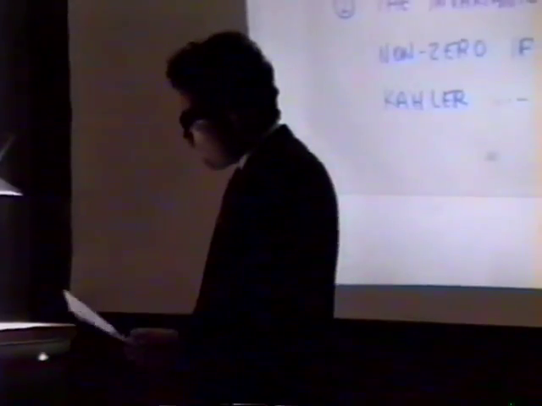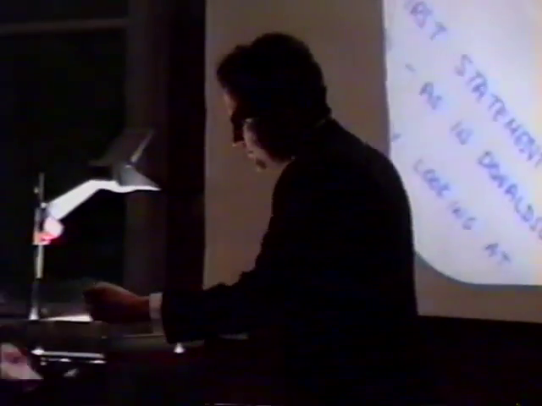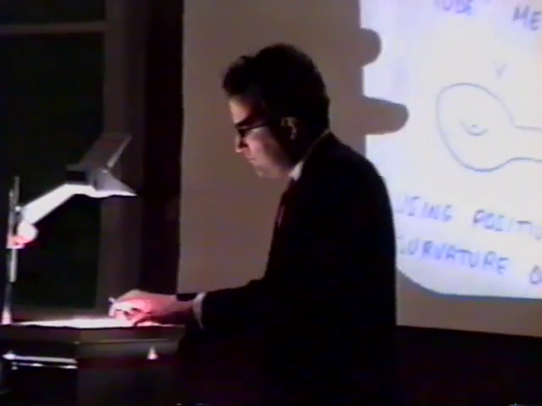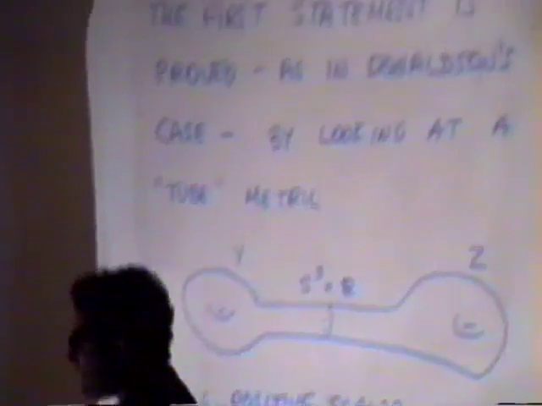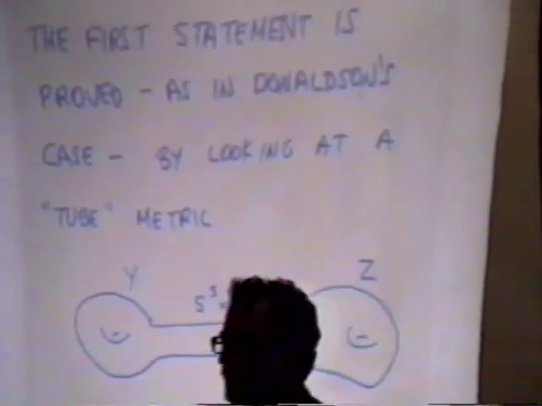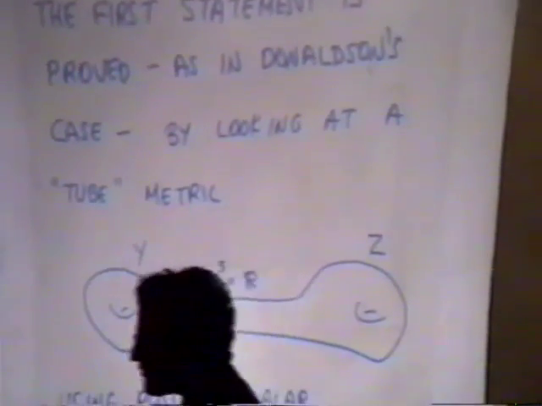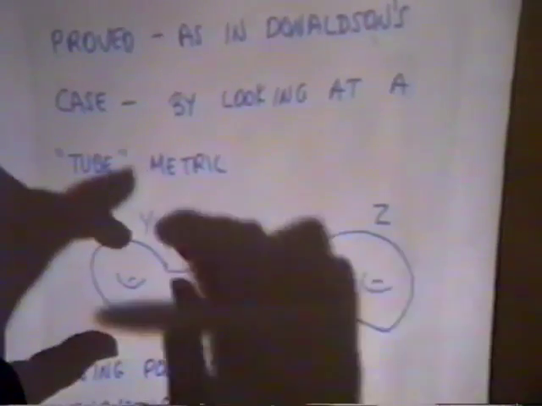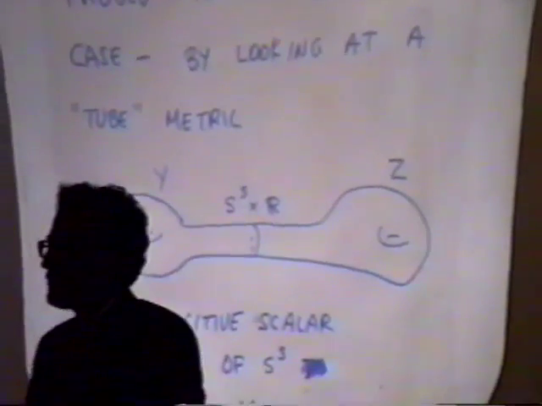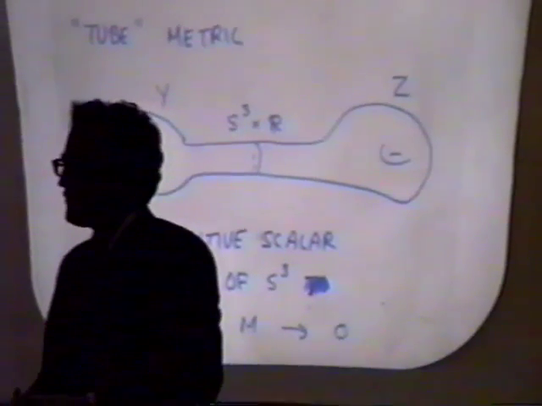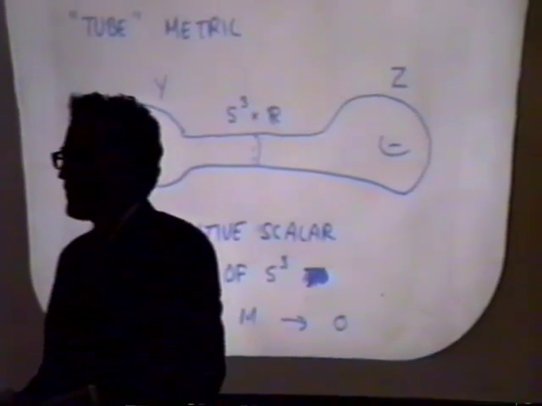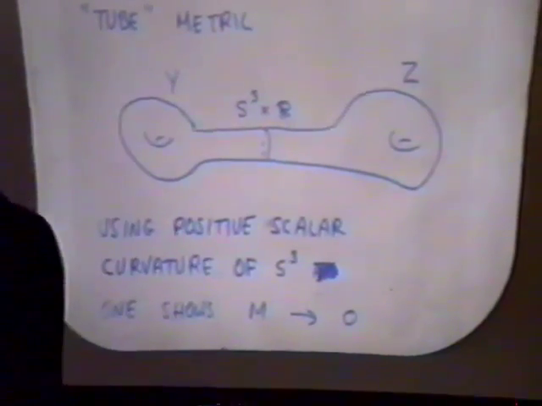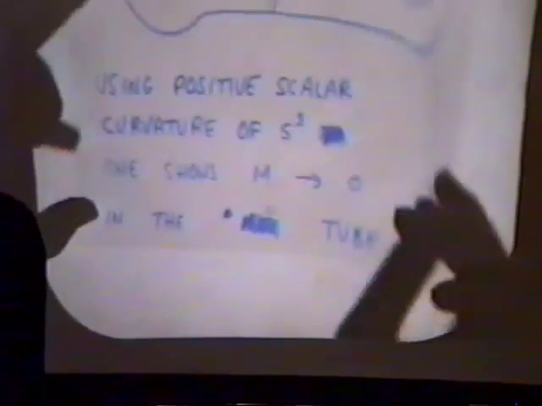Well, we can actually imitate Donaldson's proofs, or imitate the first proof and simplify the second. As in Donaldson's case, to prove the first statement, you look at a metric in which y and z are connected by a long tube. The tube has the topology of a 3-sphere times R. Donaldson used the fact that the 3-sphere was simply connected. We'll use the fact that the 3-sphere has a metric of positive scalar curvature.